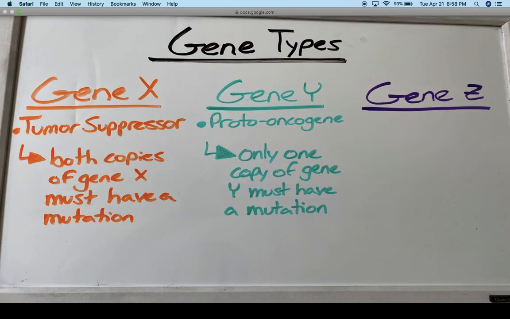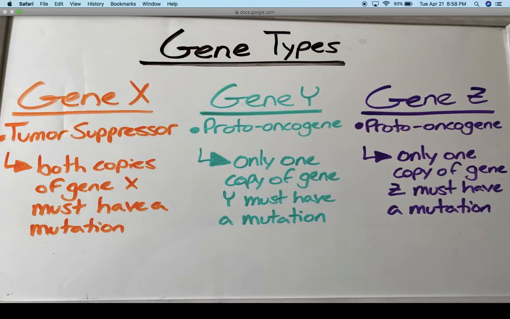Gene Y is a proto-oncogene. Proto-oncogenes require a mutation to occur in only one of the alleles of the gene for a tumor to appear. Any tumor that involves gene Y, only one of the alleles needs a mutation. Gene Z is also a proto-oncogene. Any tumor that involves gene Z, only one of the alleles needs a mutation.